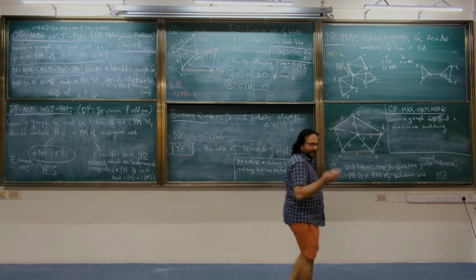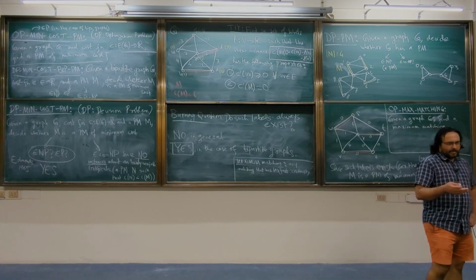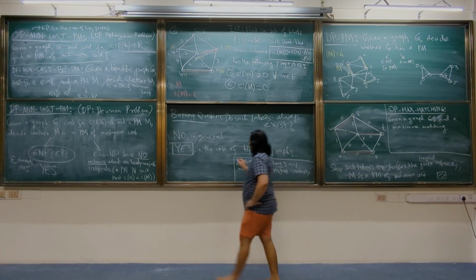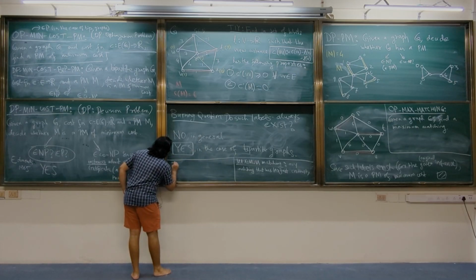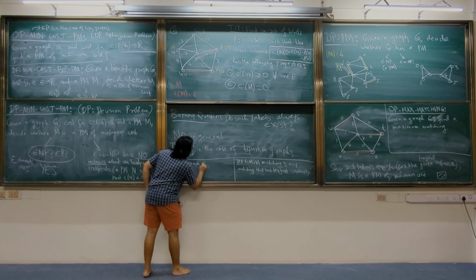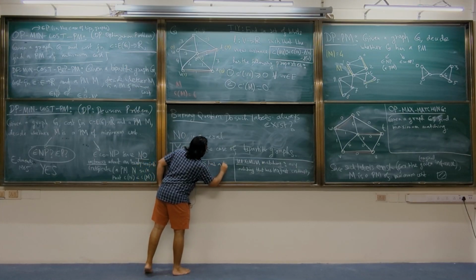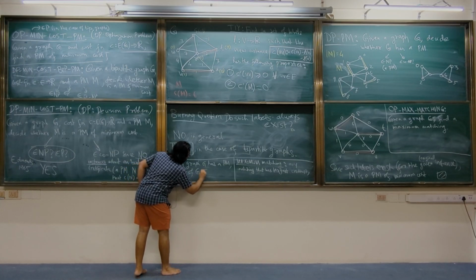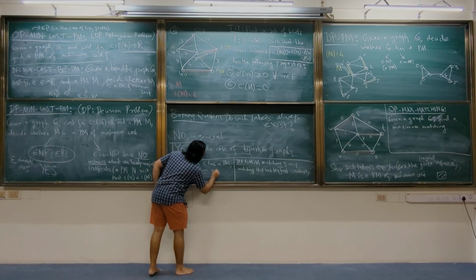In a graph that has a perfect matching, the maximum matchings are exactly the perfect matchings. You all agree? Observe that. It's an easy observation. If a graph G has a perfect matching, then perfect matchings of G are the same as maximum matchings of G.